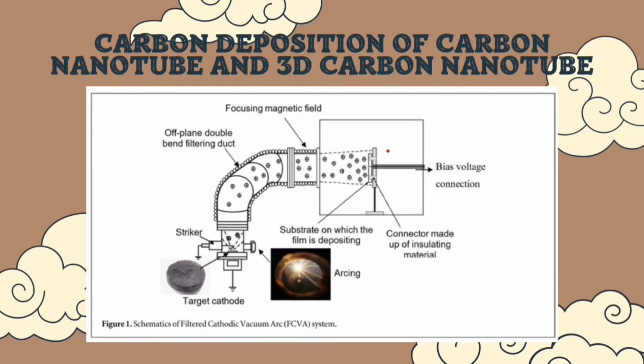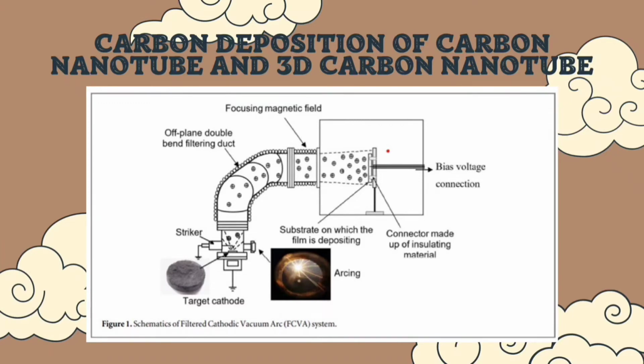In order to deposit carbon on the 3D CNT and CNTs, samples were placed in a filtered cathodic vacuum arc, or FCVA, deposition system. A schematic of the FCVA deposition system is shown in this figure, and the details of deposition can be found in the supplementary file. This system is a well-known method to deposit high-energy metal and carbon ions on substrates.